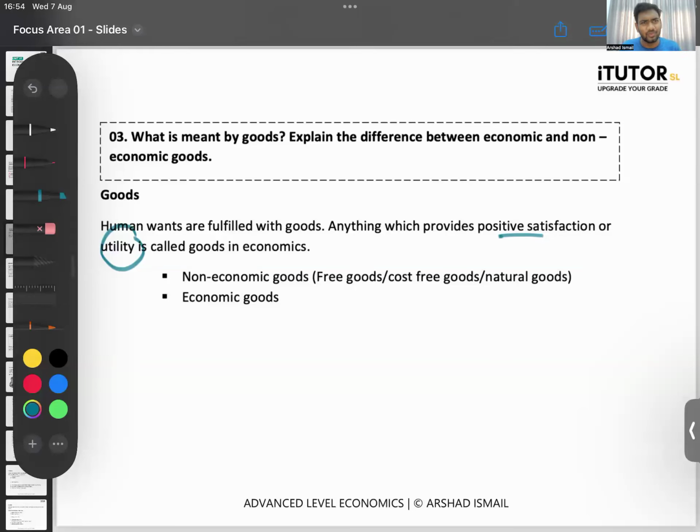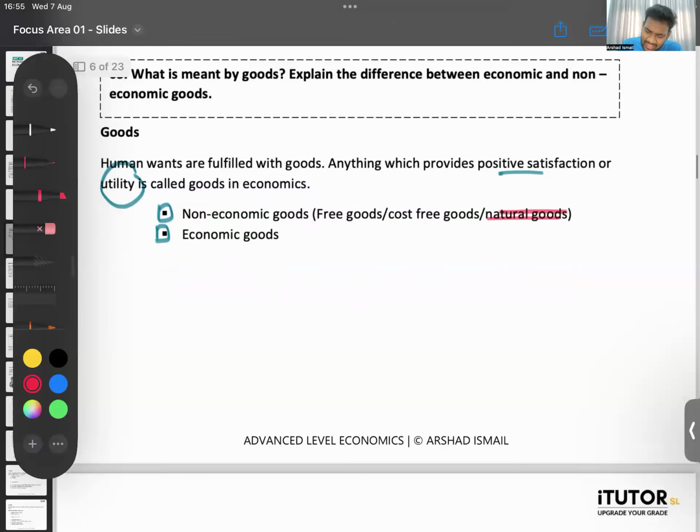There are two types of goods. What are the two types? You have non-economic and you have economic goods. Non-economic goods have other names. They are called free goods, cost-free goods. Then, what are economic goods?